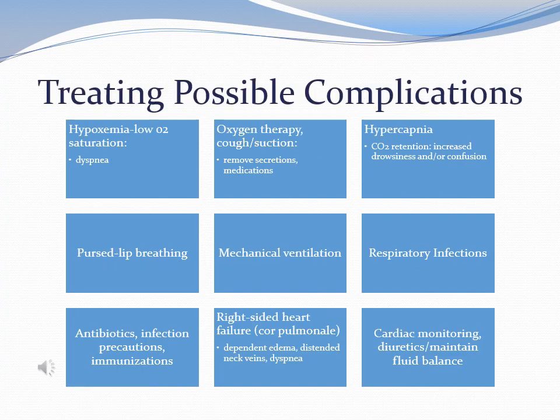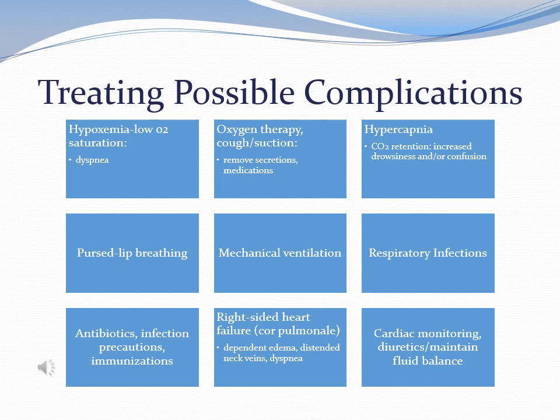Here we list a couple of terms and complications when referring to COPD patients. Hypoxemia is low oxygen saturation in the blood. Oxygen therapy, removal of secretions and medications can help improve this. Hypercapnia is CO2 retention. When that happens, you're going to get increased drowsiness or confusion. Pursed lip breathing and mechanical ventilation can help improve this. Although we do want to be very hesitant with COPD patients and intubation, because it can be much more difficult for them to get off the ventilator than someone without COPD.